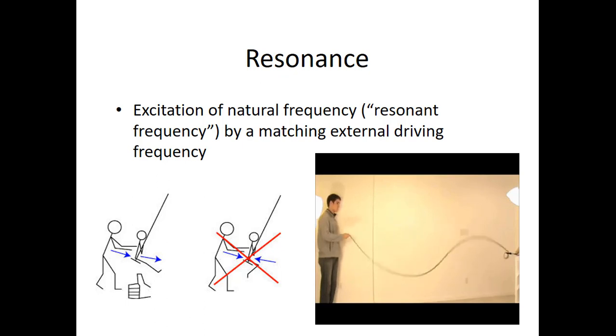If you mistime your push, like the child is coming towards you while you're pushing forward, you're going to cancel out the frequency. And you can see over here the guy with the rope, all he is doing is timing his hand movement with the frequency of the rope to create a nice large standing wave.